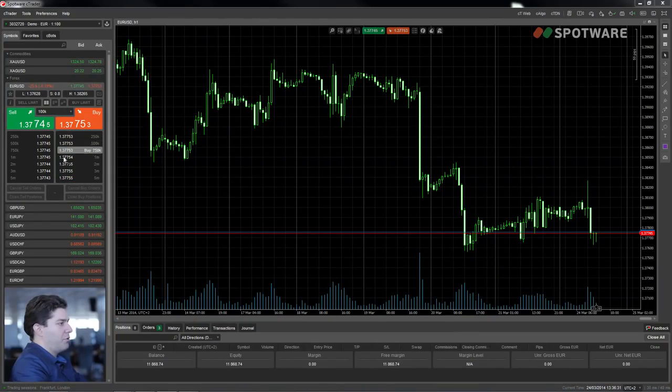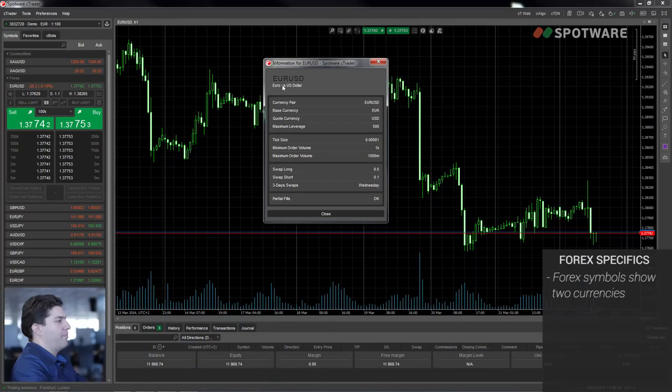You see here on the left, we show the market watch. The market watch shows you all the currency pairs that are available for trading. Let's look closely at the first and most famous pair, the euro versus dollar. Let's open the information window. Every Forex pair displays two currencies. EURUSD means euro versus dollars.